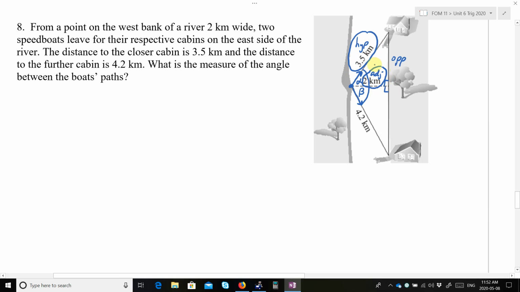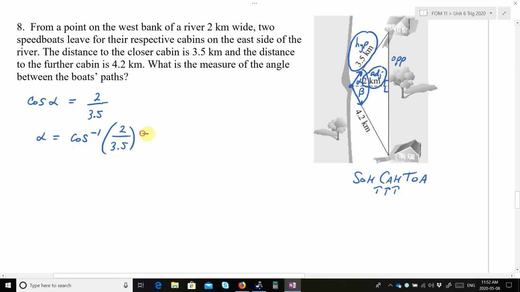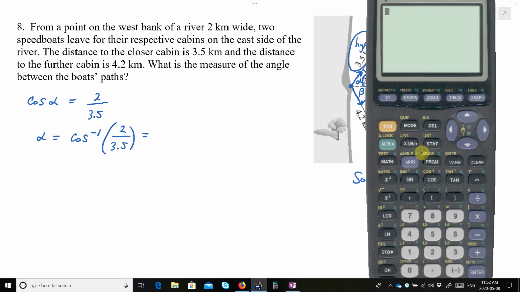So we are going to be working with adjacent and hypotenuse. So SOH CAH TOA. Which one deals with adjacent and hypotenuse? That would be cos. So I would say cos of alpha is equal to, the adjacent is 2, the hypotenuse is 3.5. And so alpha is equal to cos inverse of that ratio. Just make sure you're in degree mode. Good. So we would go second function cos 2 divided by 3.5. 55 degrees.